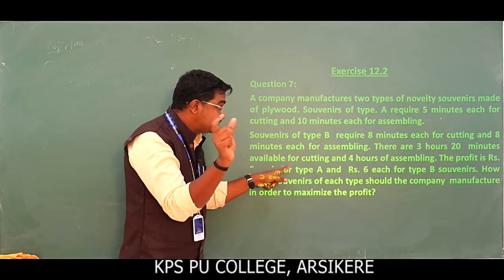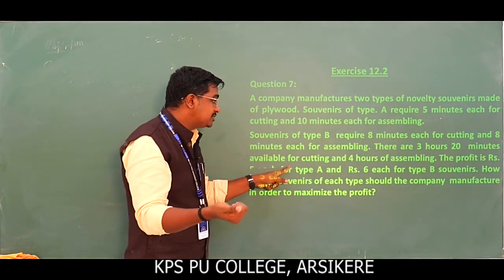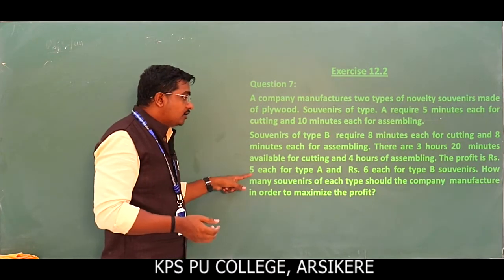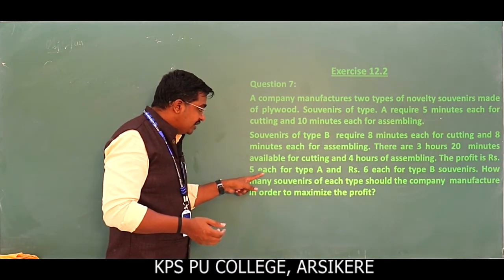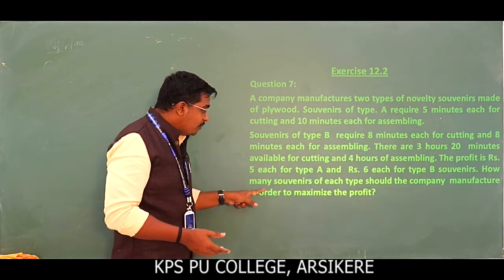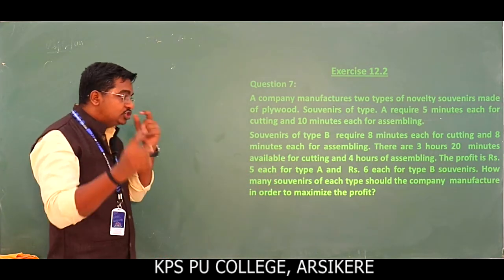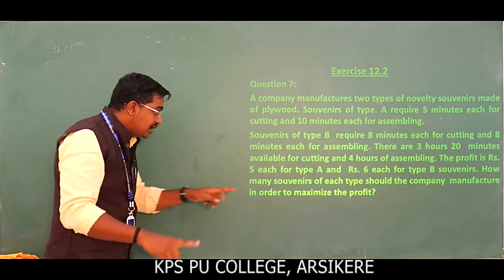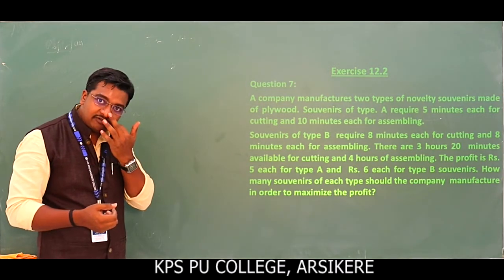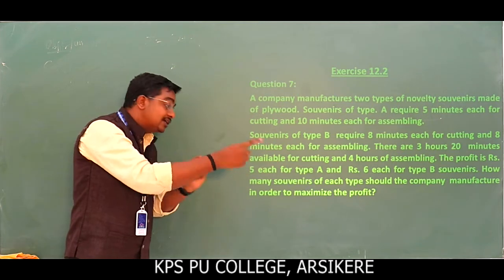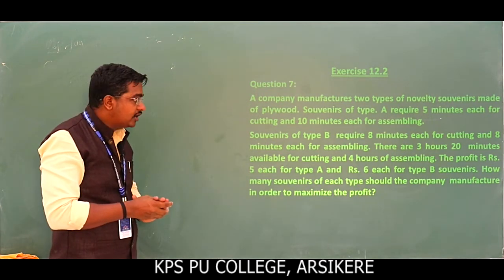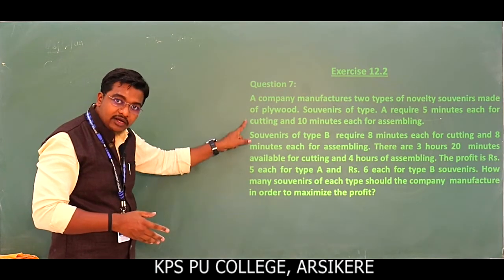Total time is 3 hours 20 minutes for cutting and 4 hours for assembling. The profit is rupees 5 each of type A and rupees 6 each of type B. How many of each type should the company manufacture in order to maximize profit? Here also we need to find the maximum profit, so that is very important. First convert to mathematical form. Before going to that, take down all the things written here.